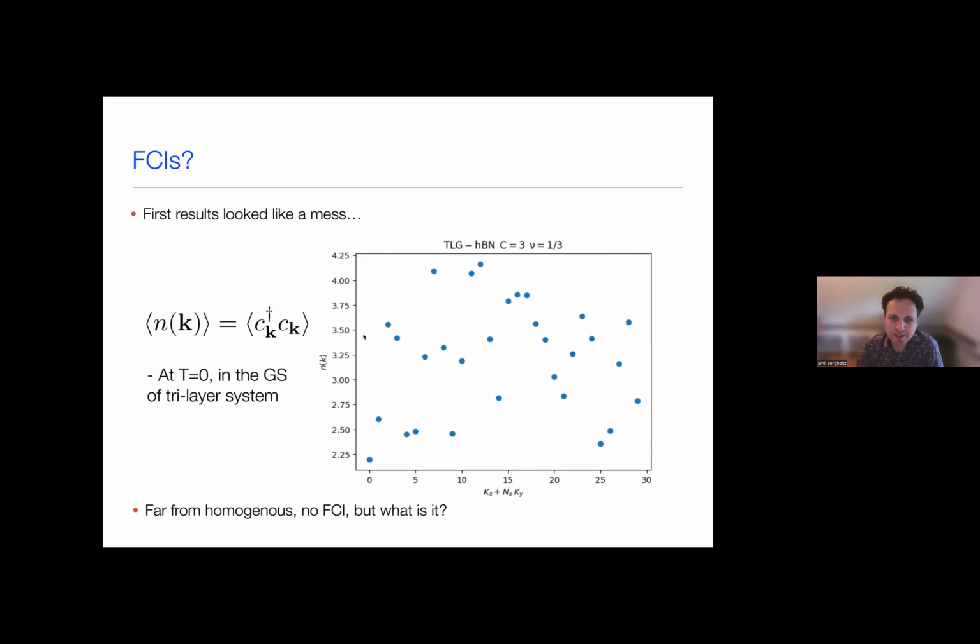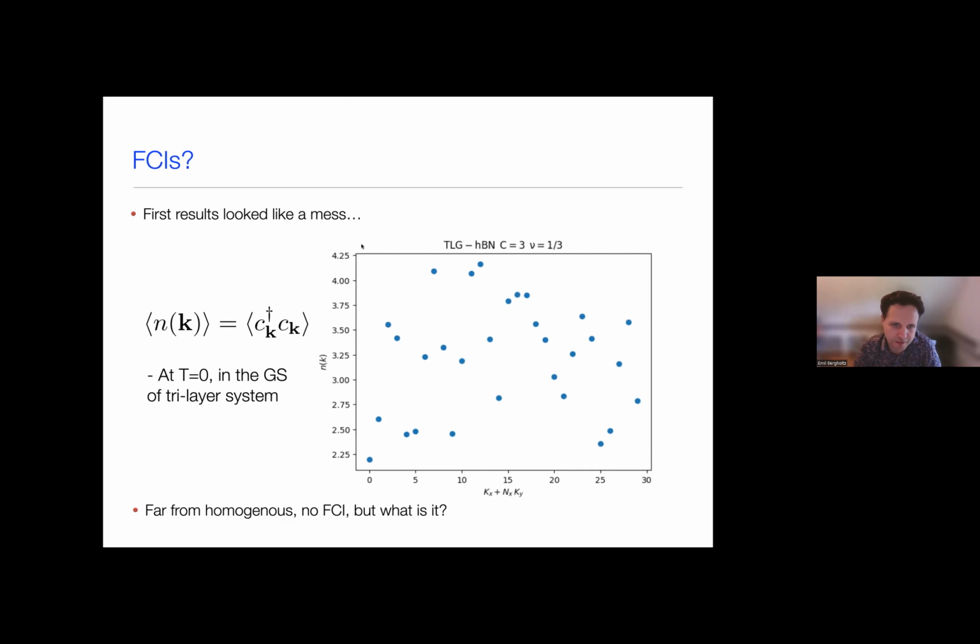And I told my student Ahmed that he would probably find fractional Chern insulators. But first results looked like a mess, and I guess he thought that I'd dragged him into a bad topic. So this is plotting the density as a function of momentum, and this is something that's standardly done in numerics. If you have a fractional Chern insulator, you would expect something that's fairly constant. In a finite size and in a lattice, it doesn't have to be constant, but somewhat roughly constant.